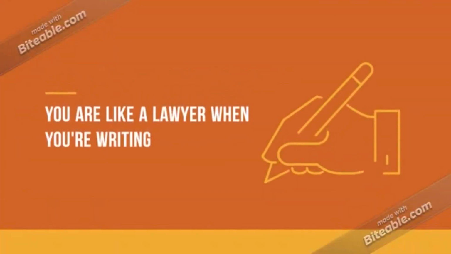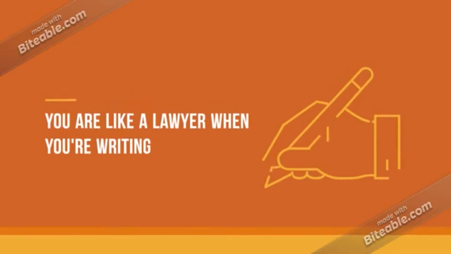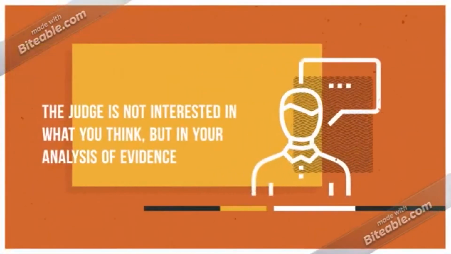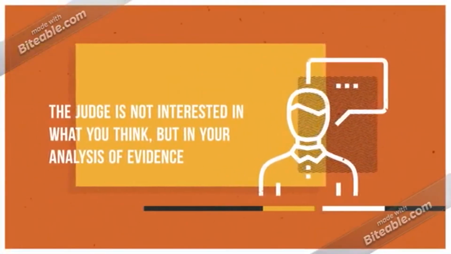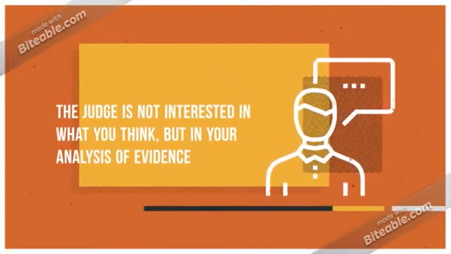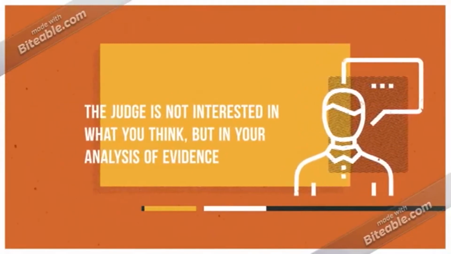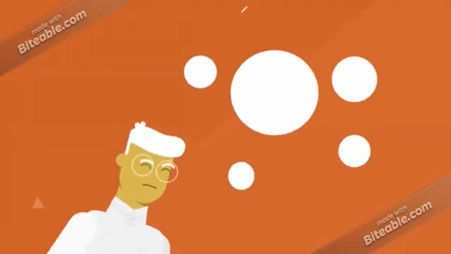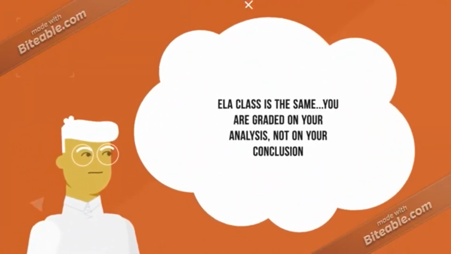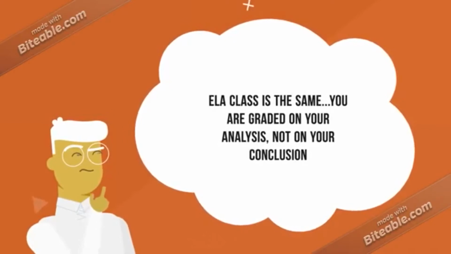Here are some other things to remember. You are like a lawyer when you're writing. Your objective is to make it as difficult as possible for someone to prove you wrong. The judge is not interested in whether you think someone is guilty or innocent, or whether you're arguing for or against something. The judge wants to see the evidence, but even more importantly, the analysis of that evidence toward proving your case. And so, when you write in English, the professor is interested in your conclusion about a text, yes. But much more important are the things you see and the way you read the things you see, which lead you to this particular conclusion.